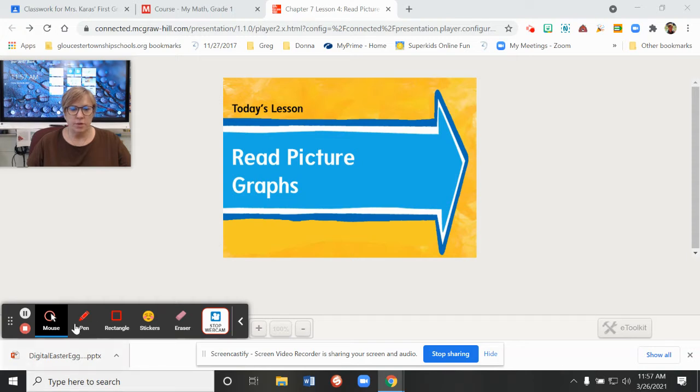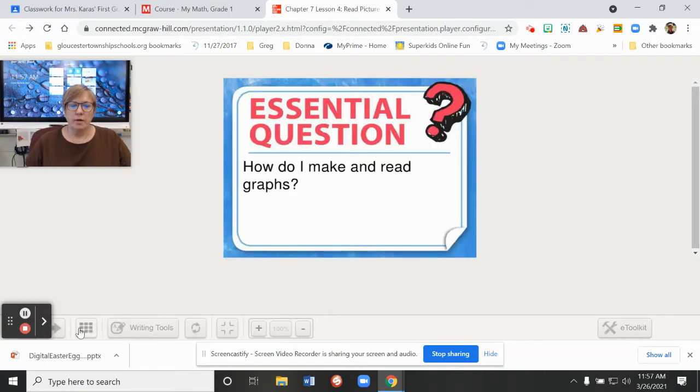All right, so we can begin now. Okay, so we are doing our lesson on pictographs today, and how to read them. And we are continuing to work on answers for the essential question of how do I make and read graphs?